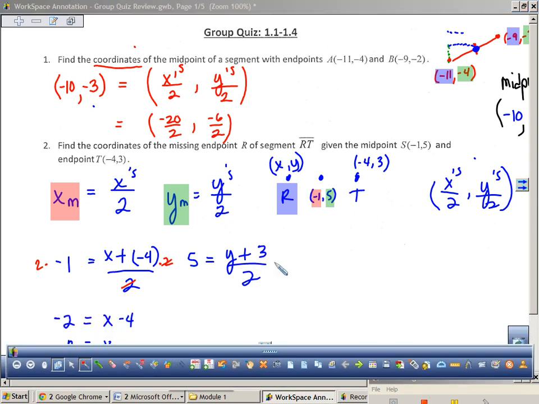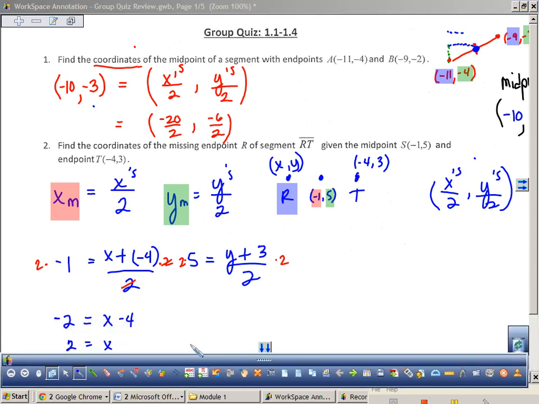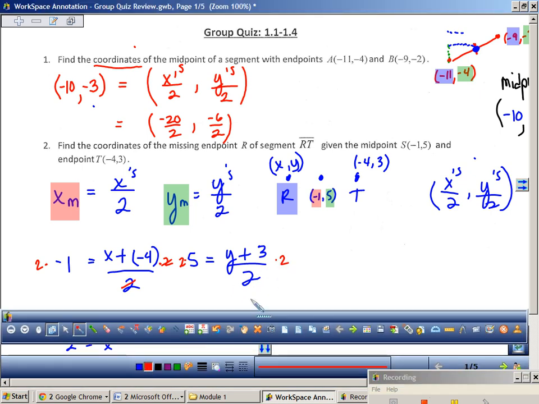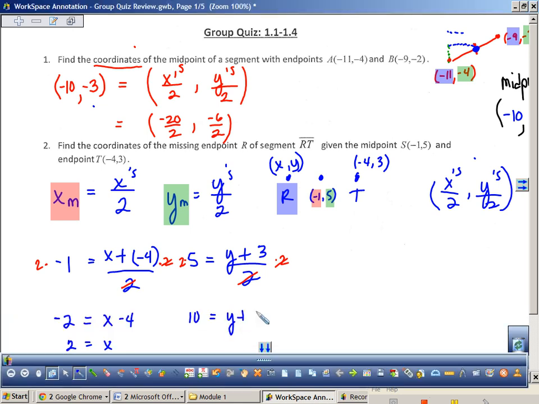I'm going to multiply both sides by 2. This is way too close. I have a picture under there, so I can't do anything about it. Okay. So when I multiply this side by 2, I get 10. And when I multiply this side by 2, these cancel, and I get y plus 3. So how much does y equal? 7. So what's my endpoint?